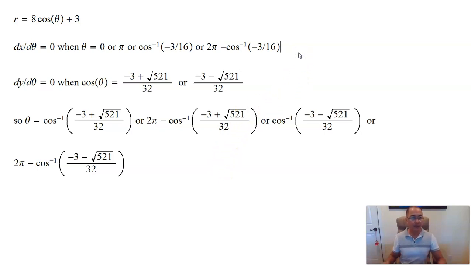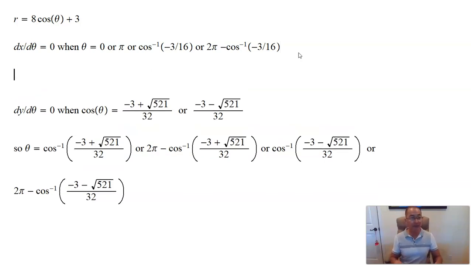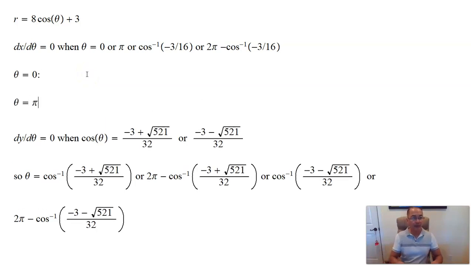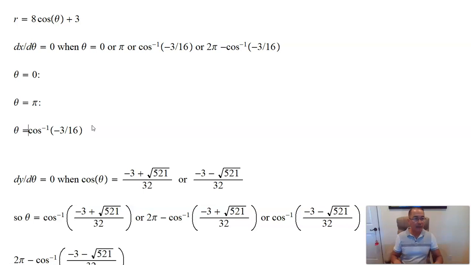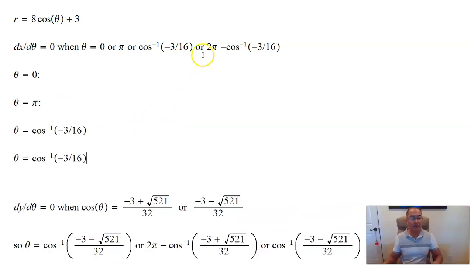Okay, so using R equals 8 cosine theta plus 3. So let's make a sort of table. Let's list it out. When theta is 0, we're going to get something. When theta is pi, we're going to get something. Now, when theta is one of those, let's do that. There you go. Just to annoy me. Cosine inverse. And I can leave that alone. And last one, we want 2 pi minus that.